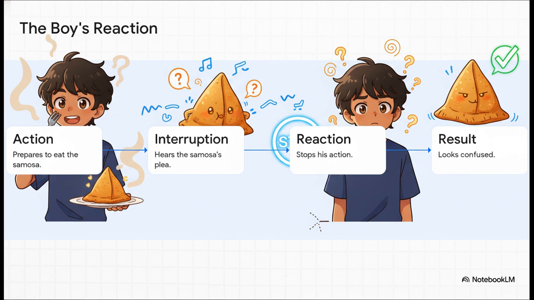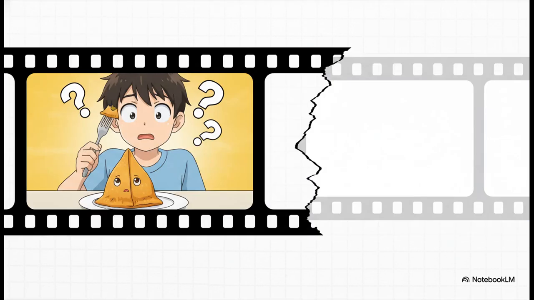And step 4, the result? He looks confused. The samosa's argument totally landed. It might not have gotten an immediate, "Okay, I won't eat you," but it stopped the action cold. That's a huge win. And this, right here, this is where the genius of this little story is. It doesn't tell us what happens next. The boy is just confused.